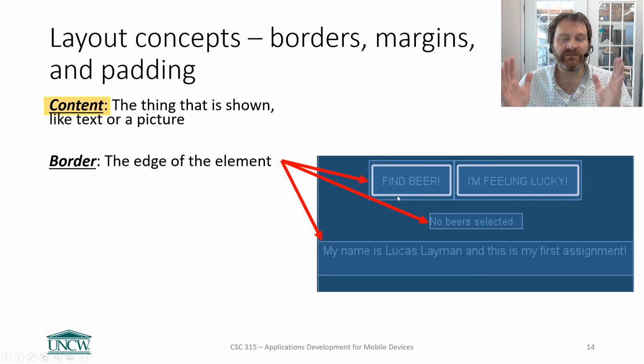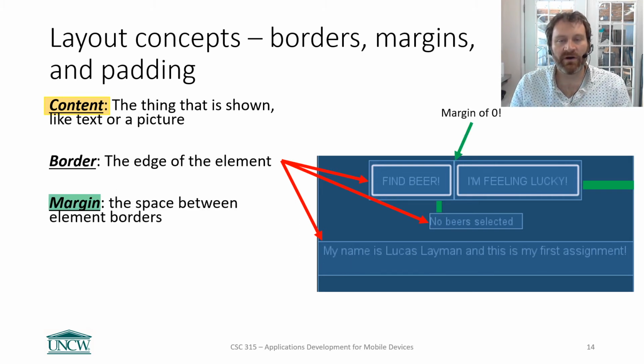It does not exactly correspond with the content. For example, buttons have a little bit of space around whatever the word is and the actual visible border. You may see the border on the screen, you may not. In any case, all views occupy a rectangular space on the screen. The edge of that rectangular space is the border.